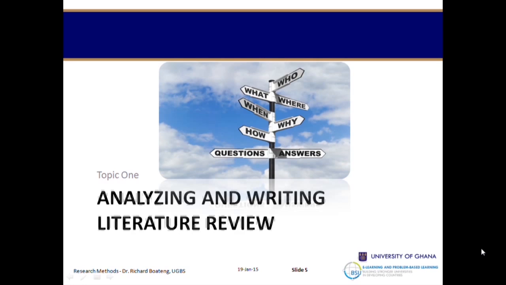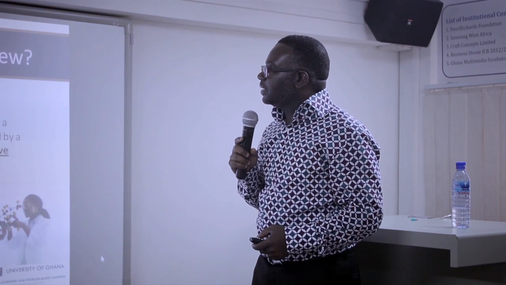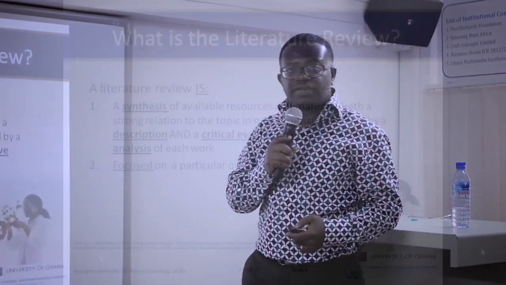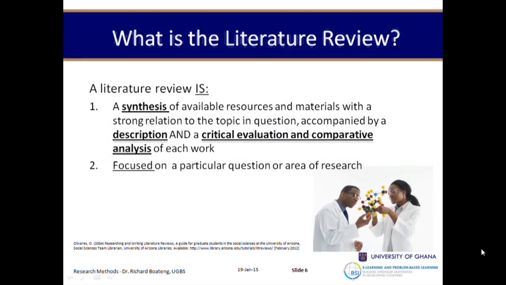So analyzing and reviewing the literature would start by asking ourselves what goes into that. Now, the first time that we met, we talked about what literature review is, and we said it's a synthesis of available resources and materials which have a strong relation with the topic in question, accompanied by a description and critical evaluation and comparative analysis of each work. What we are going to do today is to look at the second part of the definition, the description, critical evaluation, and comparative analysis of each work.